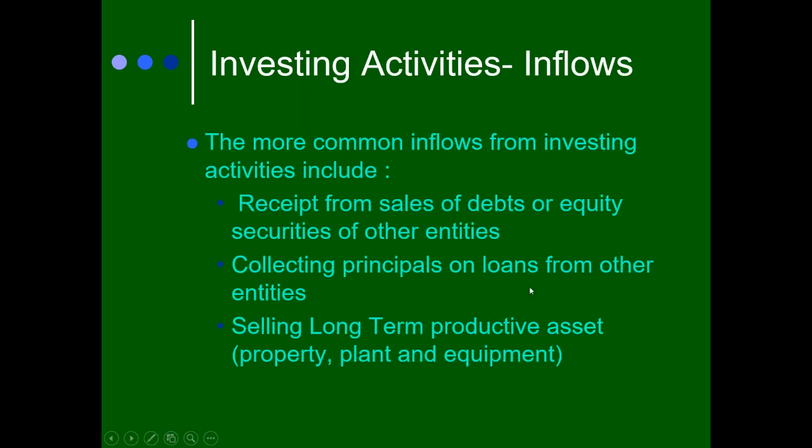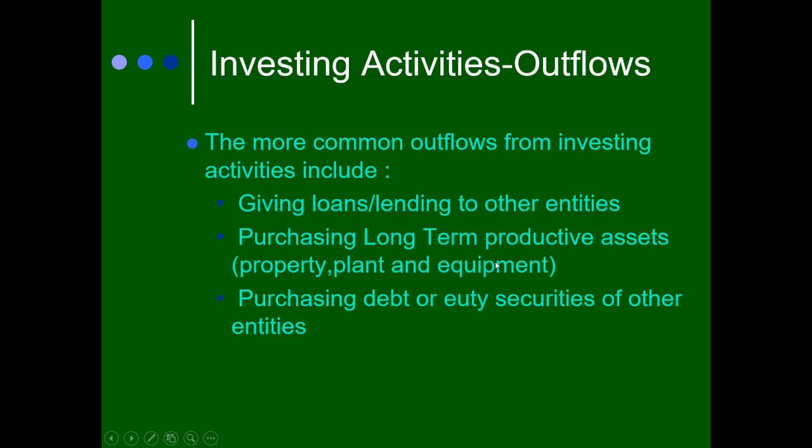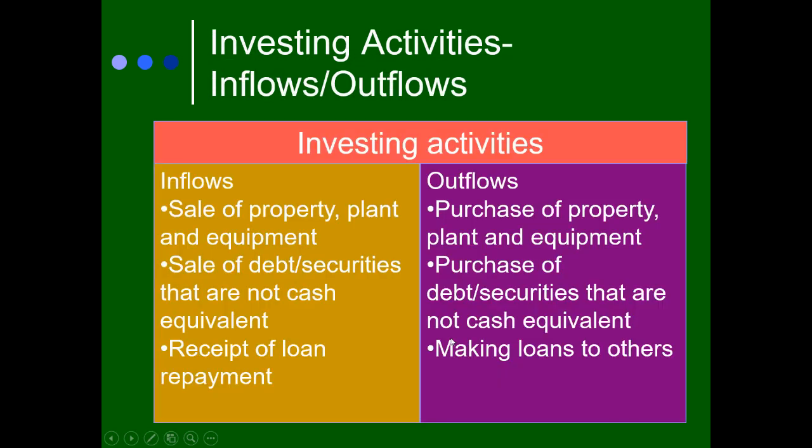The more common inflows from investing activities will include receipts from sales of debt or equity securities, collecting principal on loans, and selling long-term productive assets. And the outflows are giving out loans or lending to other entities, purchasing any long-term productive asset, and purchasing debt or equity securities of other entities.